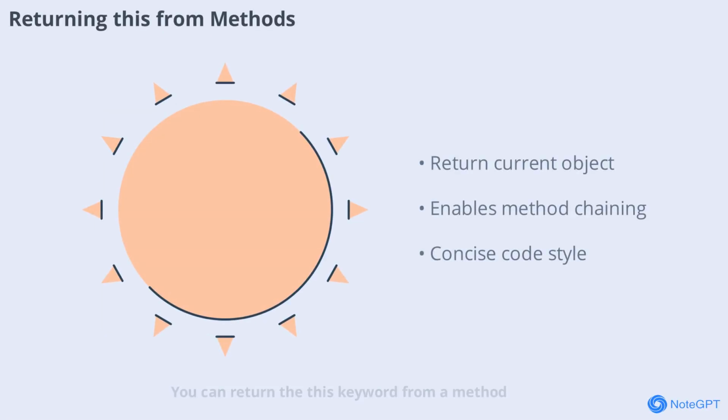You can return the this keyword from a method, allowing method chaining or fluent interfaces. In this pattern, methods return the current object, enabling you to call multiple methods in a single statement. This approach makes your code more concise and expressive, especially when configuring objects or building complex operations.